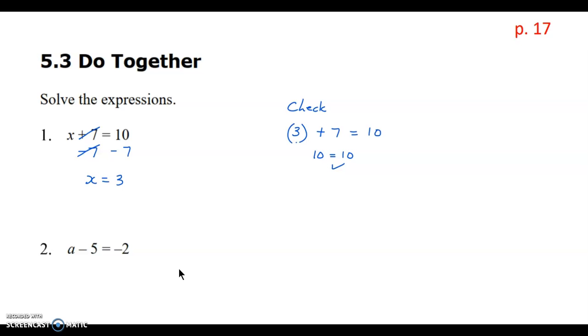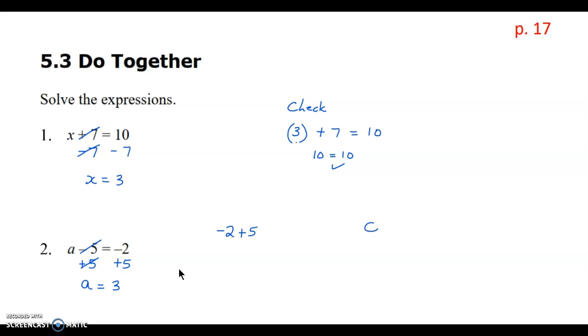For number 2, we have a minus 5 is equal to negative 2. So we are subtracting 5 from a, so we're going to add 5. And that will cancel, right? Negative 5 plus 5 is 0, so that leaves us with a isolated. And what we do on the left, we have to do on the right. We're going to have negative 2 plus 5, which results in positive 3. So a is equal to 3.